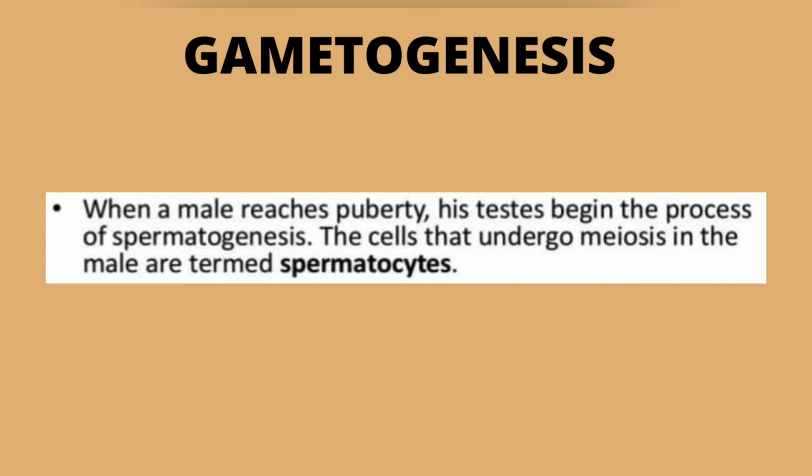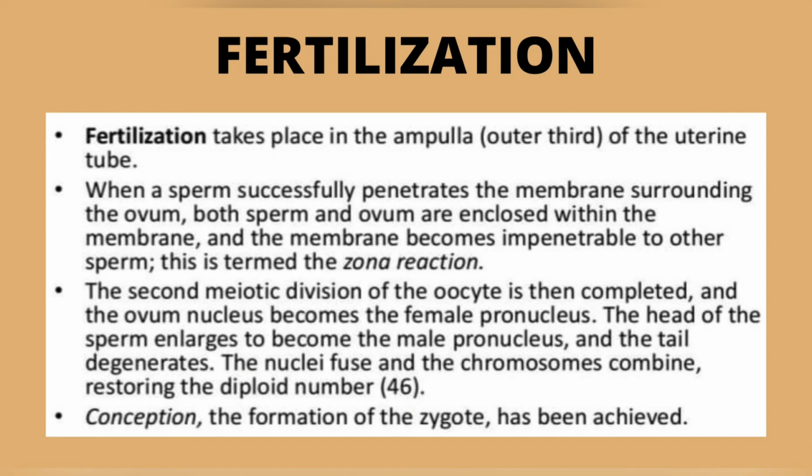After that, we will talk about fertilization. Fertilization takes place in the ampulla of the uterine tube. When a sperm successfully penetrates the membrane surrounding the ovum, both sperm and ovum are enclosed within the membrane, and the membrane becomes impenetrable to other sperm. This is termed the zonal reaction.